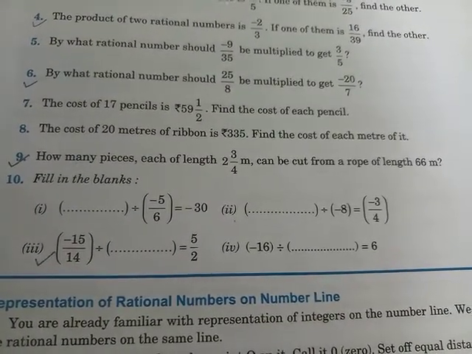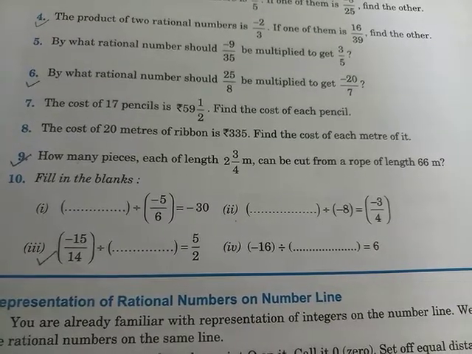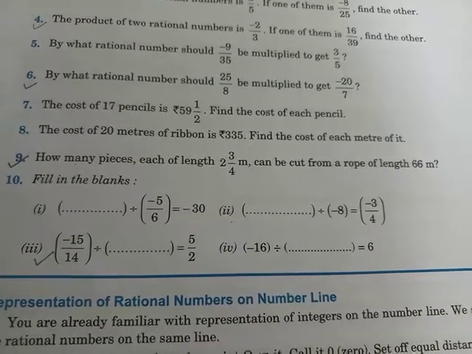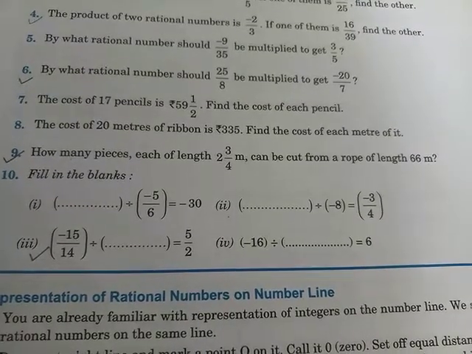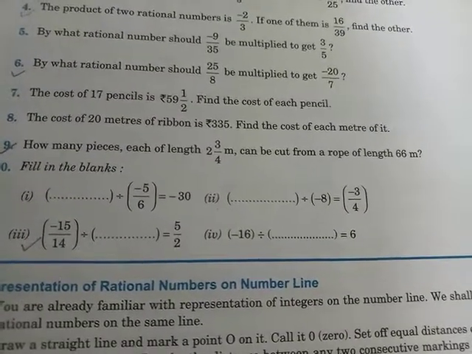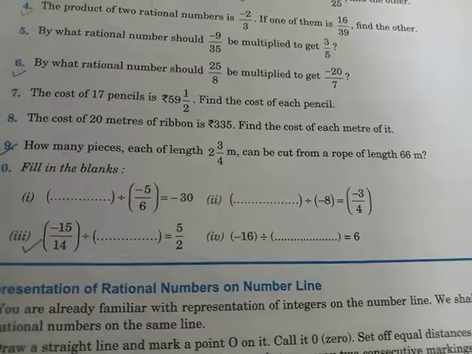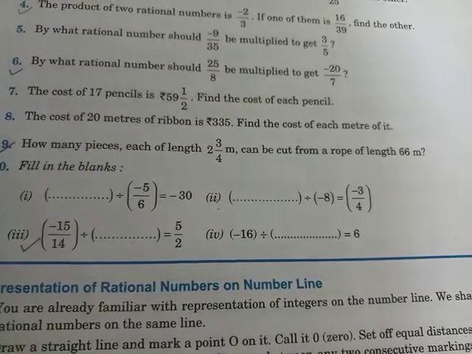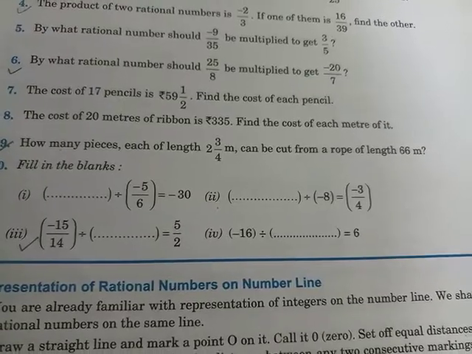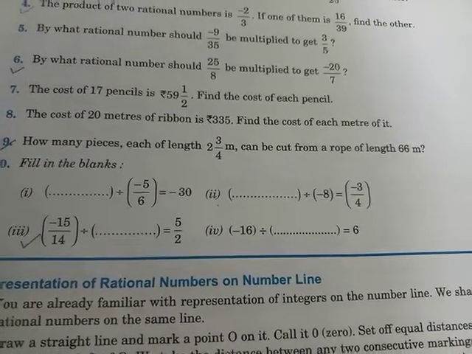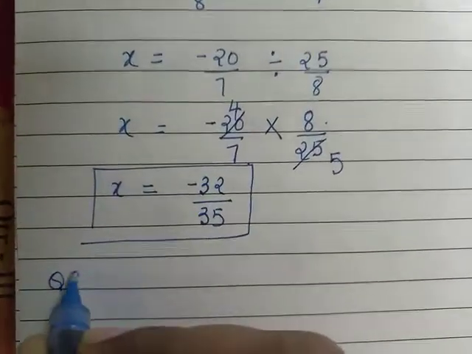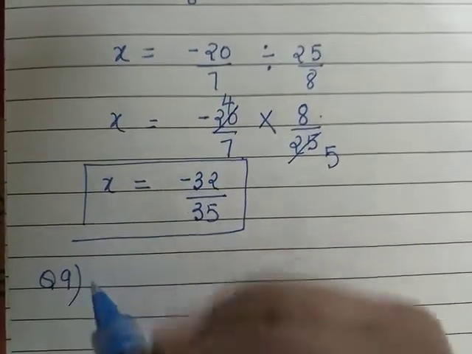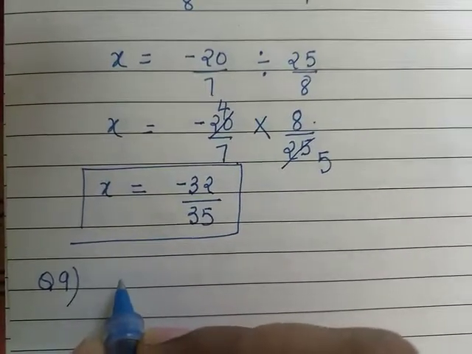Question number 9. How many pieces, each of length 2 whole 3 by 4 meter, can be cut from a rope of length 66 meter? So the length of the rope is 66 meter, and we want the length of each piece to be 2 whole 3 by 4 meter. So they are saying how many pieces you are going to get from there. So I do question number 9 for you. See, it's a word problem, so we need to write the statement correctly.